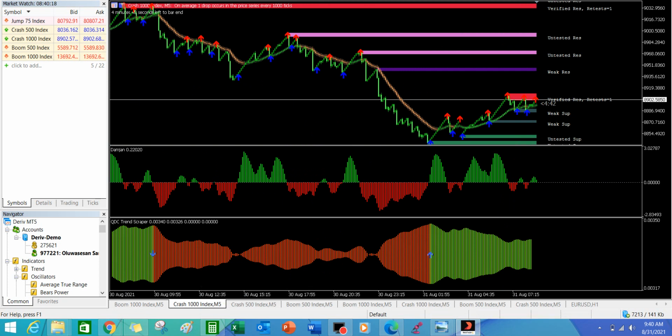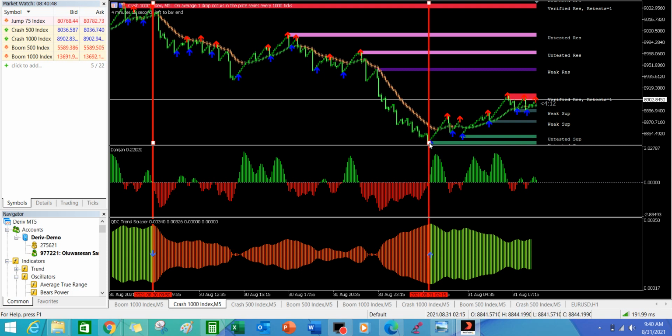Okay, you can see this particular asset, this is Crash 1000. You can see it right here. It started the downtrend from here, from this resistance zone, and it came down to this level, pulled back up a bit, then went back down in order to end the trend right on this support zone in order to start an uptrend.